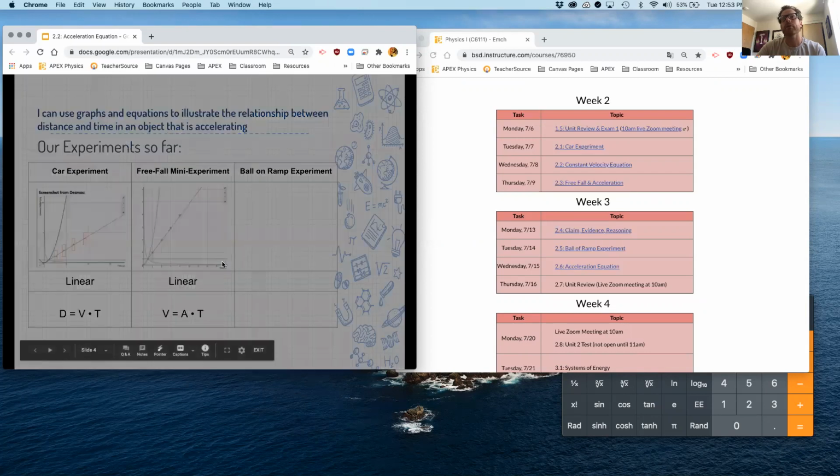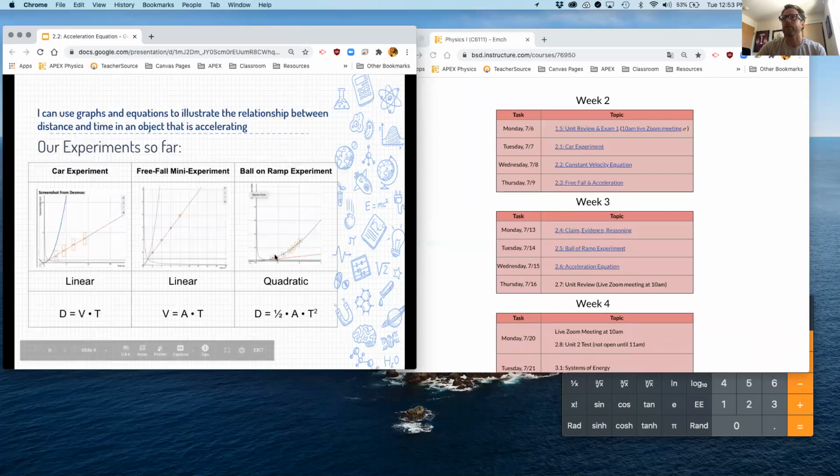Now, the last one is the ball on ramp. So if you've done this, this is 2.5 ball on ramp, you should have found out this is quadratic, and this is the equation, all right? So it's quadratic, that gives us the squared. Acceleration, any time it's something that's falling, is going to be 9.8 meters per second squared. And then 1/2, and then this d is equal to the distance. So today we're going to be talking about using this one right here, okay?